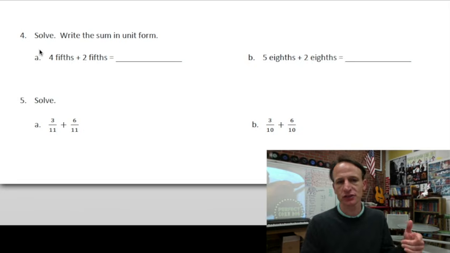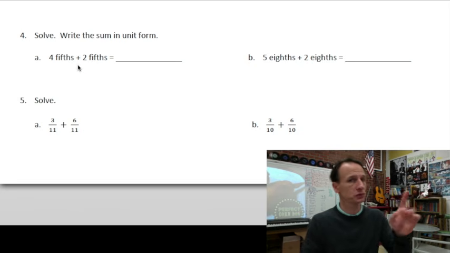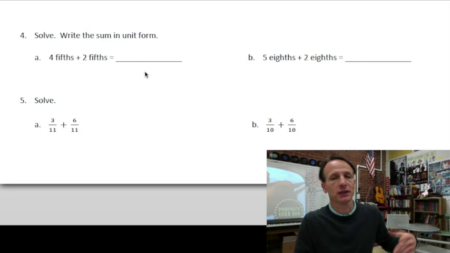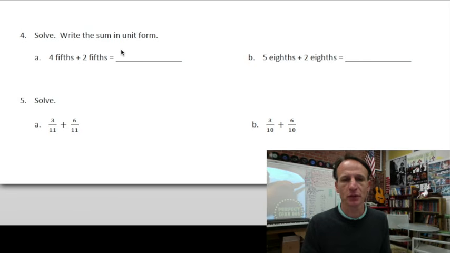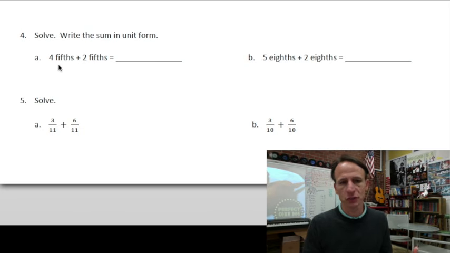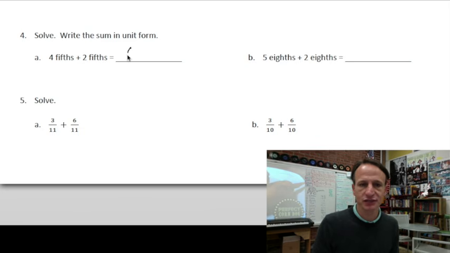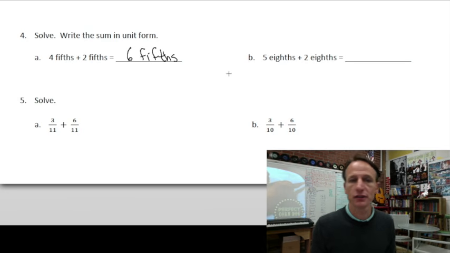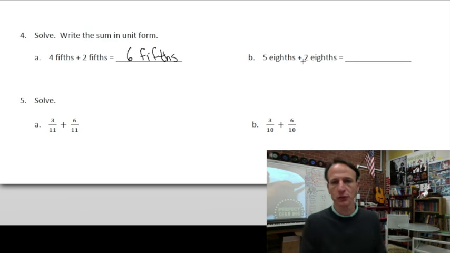We're still instructed to solve it, yet now we're switching to addition. Same thing, just adding instead of subtracting. Write the sum in unit form. This is just like we did in number 1, but we're adding instead of subtracting. So 4 fits, like your little brother has a fit. 4 fits and 2 fits. Your brother had a total of 6 fits, which are actually fifths, of course. And we care not a whit that that's an improper fraction at this point.